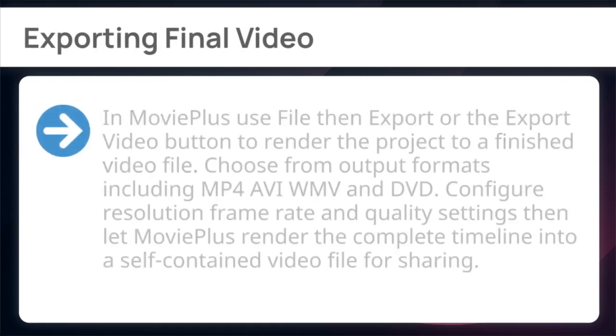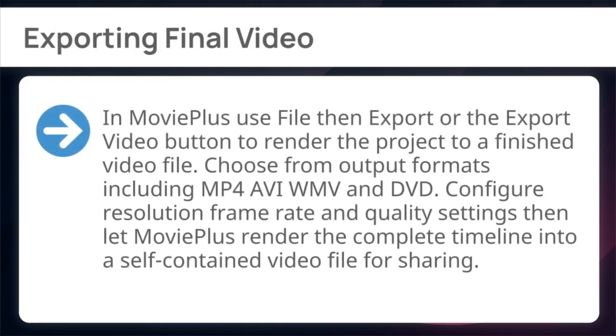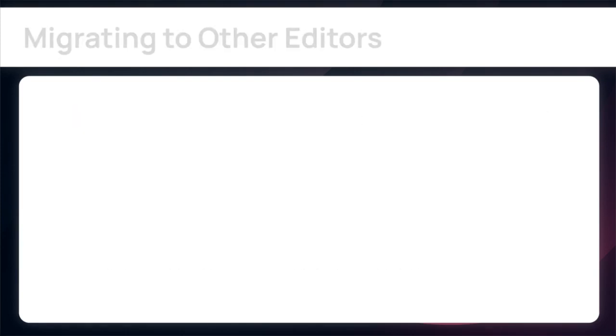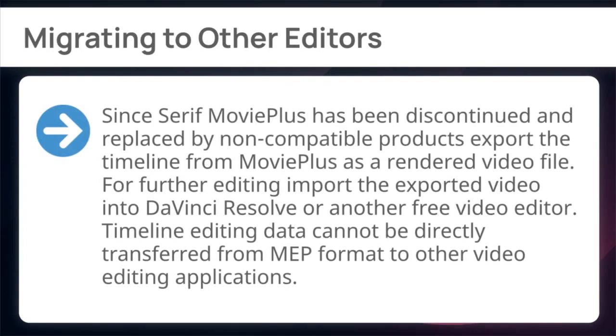Next, exporting final video. In MoviePlus, use File then Export, or the Export Video button to render the project to a finished video file. Choose from output formats including MP4, AVI, WMV and DVD. Configure resolution, frame rate, and quality settings, then let MoviePlus render the complete timeline into a self-contained video file for sharing. Finally, migrating to other editors.